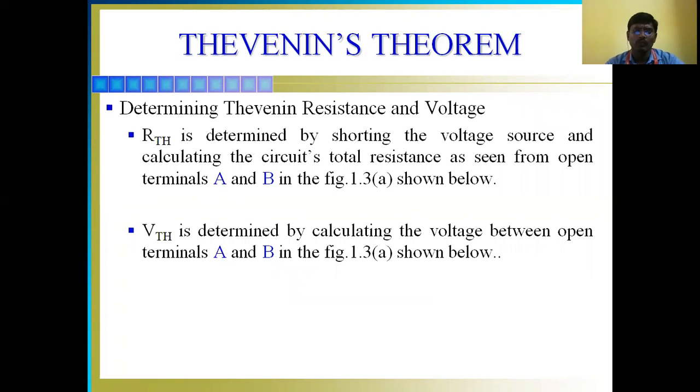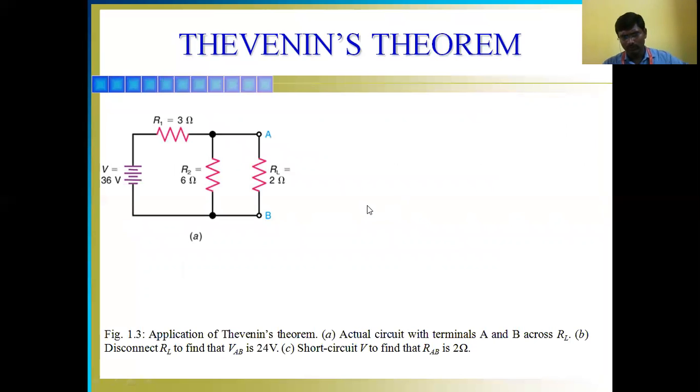While calculating Thevenin's resistance, the energy sources are replaced by their internal impedances. That is, the internal impedance of a voltage source is 0 and of a current source is infinite. So all the voltage sources are replaced by short circuits and current sources are replaced by open circuits. Whereas VThevenin is determined by calculating the voltage between the open circuit terminals A and B shown in figure 1.3.